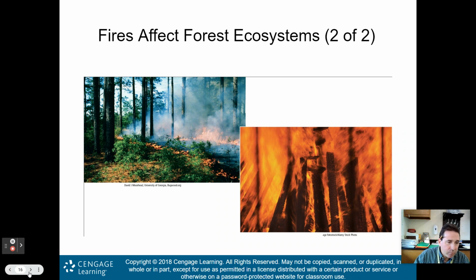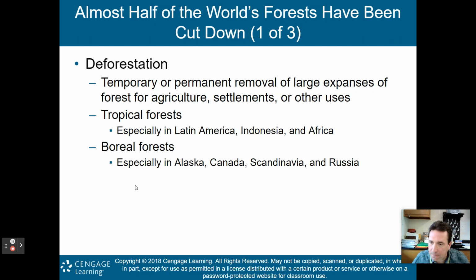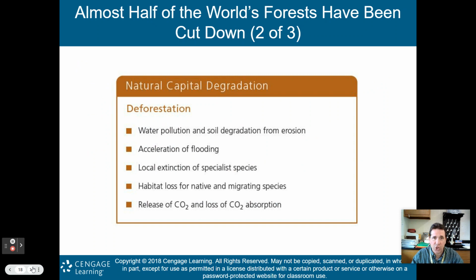All right, so let's go back to talking about how half of the world's forests have already been cut down. So deforestation: the temporary or permanent removal of large expanses of forest for agricultural, settlements and other uses. Tropical forests are being cut down, especially in Latin America, Indonesia, and Africa, and the boreal forest, especially in Alaska, Canada, Scandinavia, and Russia, are being cut down again for timber, for lumber, for places to grow crops, for places to build homes. So another good chart.